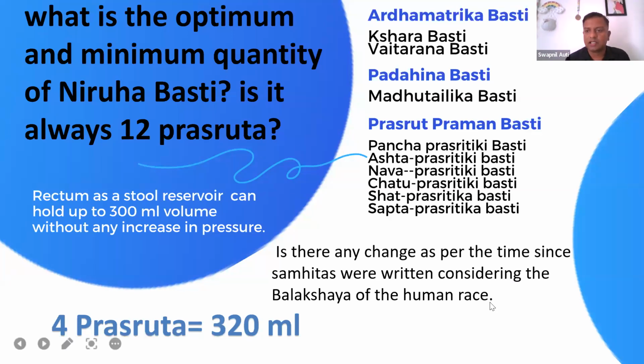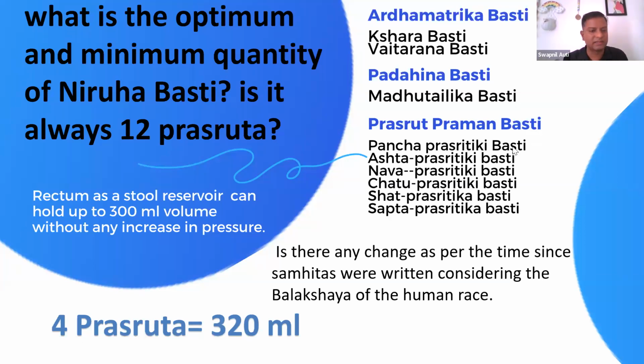One more important point raised by students or even some practitioners, because generally I have seen many practitioners using Basti in very low doses. Their logic is, we are using Basti in low doses because the bala of humans is depleted as it is Kali Yuga. The explanation could be, if bala of human is depleted, bala of medicine is also depleted. So to achieve clinical efficacy, we have to use the medicine in proper doses. So it is not actually needed to go for low doses of Basti if there is no clinical indication for it.